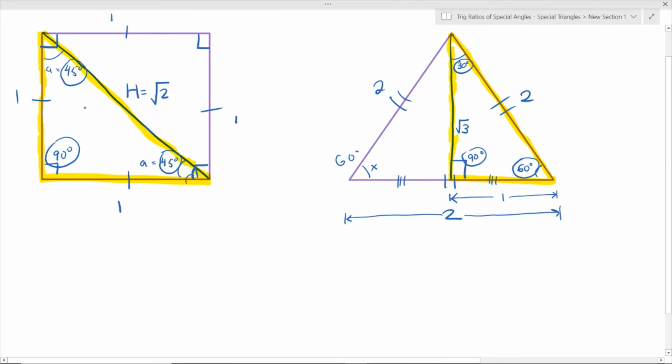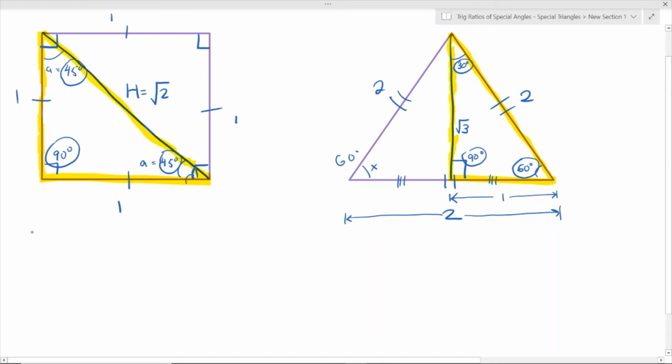So to find the special trig ratios, we see that this is 45 degrees, right? 45 degrees. We have 30 degrees and 60 degrees. We're not really going to look at 90 degrees. We're only looking at 45 degrees, 30 degrees, and 60 degrees, okay? So we're going to find the sine, cos, and tan for 45 degrees, sine, cos, and tan for 30 degrees, sine, cos, and tan for 60 degrees.